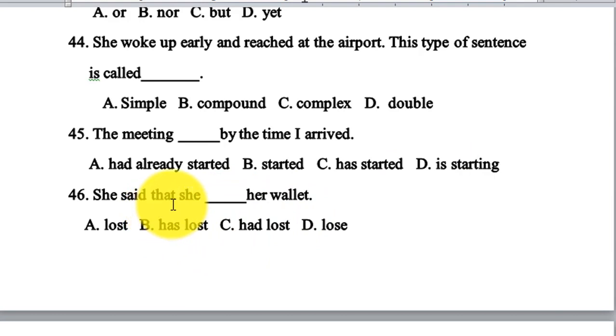Wallet... yeah, she said that she blank... yeah, right, it's true. Please, yeah: lost, simple past? No. Has lost, present perfect? No. Past perfect and simple present? Yeah. She said that... this is a kind of reported speech, no? What kind of tense is really important to use to go with reported speech?